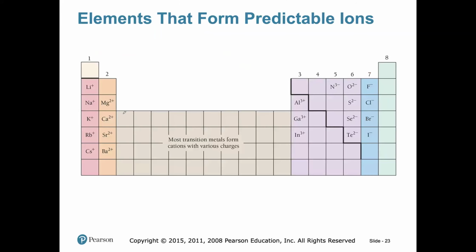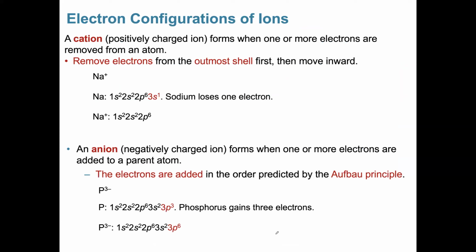Now, if we look at the periodic table, we've talked about this table before. Group 1A tends to lose 1 electron. Group 2A tends to lose 2 electrons. So when they lose those electrons, they will have exactly the same noble gas configuration. And then groups 6A and 7A tend to gain 2 or 1 electrons to form the same electron configuration as a noble gas. Now, let's look at how we can predict the electron configuration of ions.